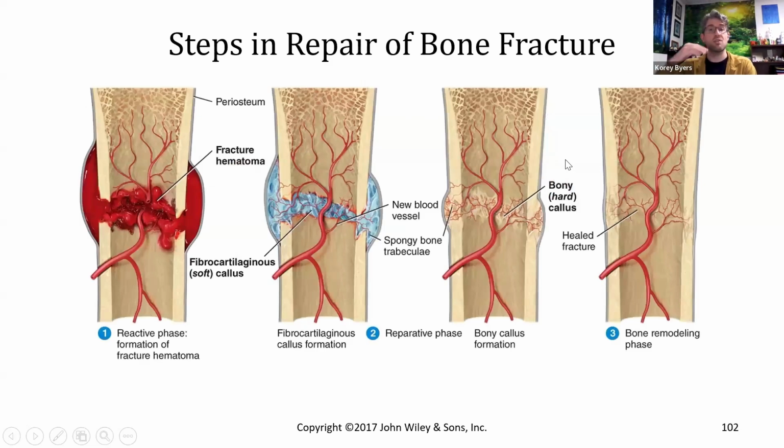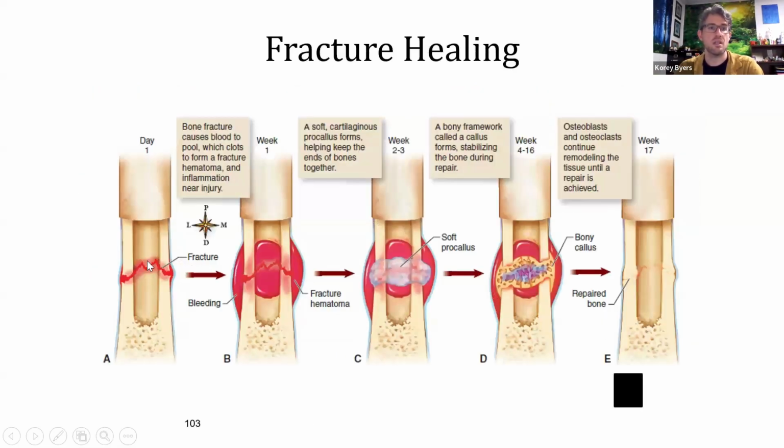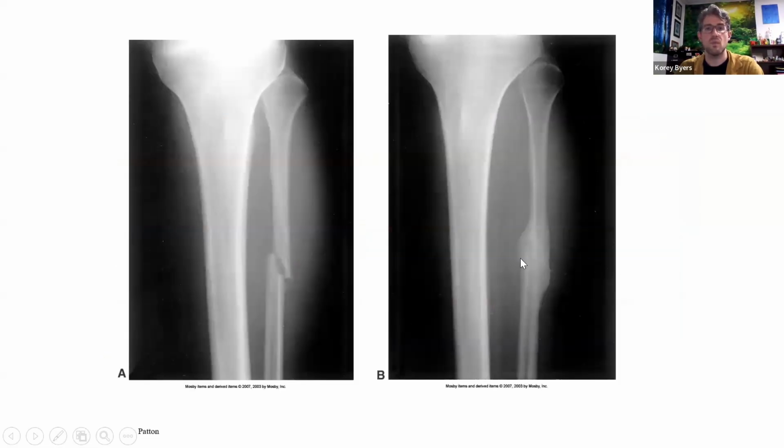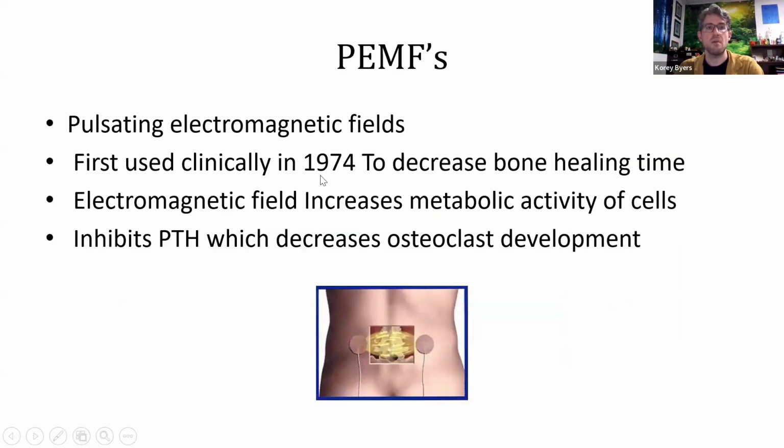That's why sometimes with a fracture, they have to put it back with a splint so that it doesn't heal at a weird angle. So again, just know the steps. Inflammation, hematoma, fibrocartilage callus, bony callus, healing. Same thing. Fracture, hematoma, fibrocartilage, bony callus, healing. And there's our picture there. You can read through here.